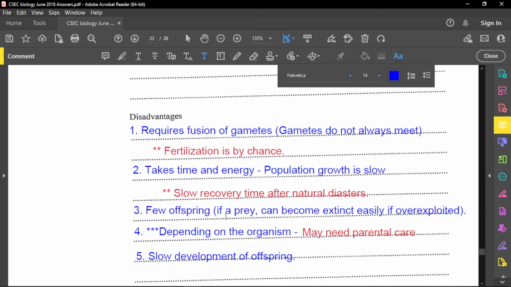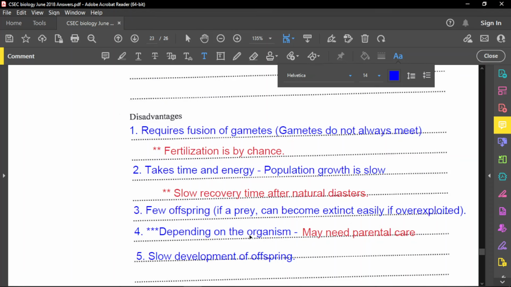And then again, a point to note here on why this is a disadvantage is simple: if the organism is a prey, and this is also true in plants, where it is a producer, and it has few offspring, then it can become extinct, especially if it is overexploited.